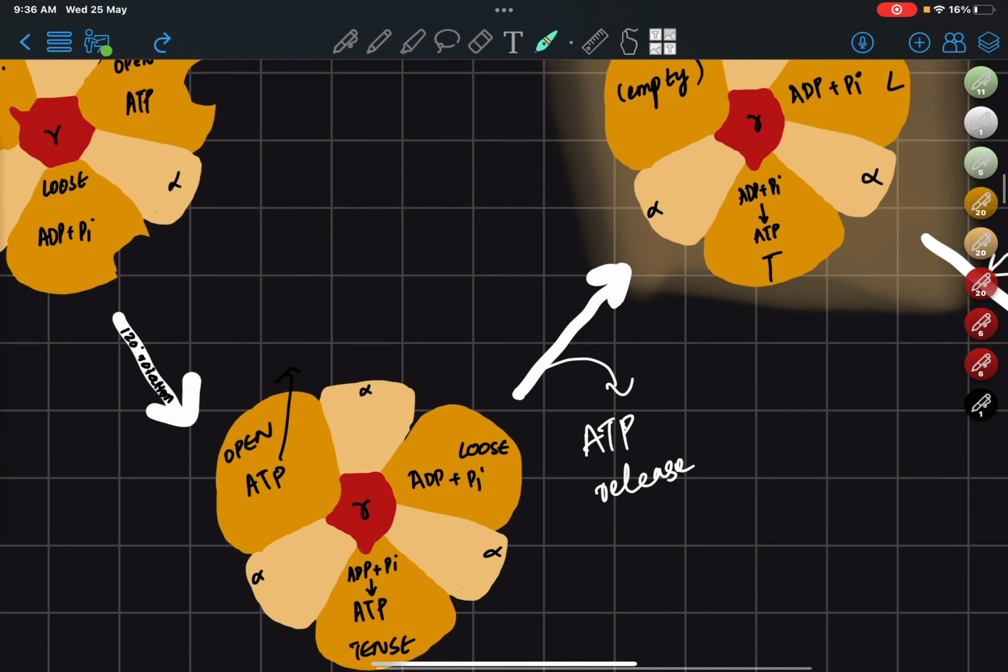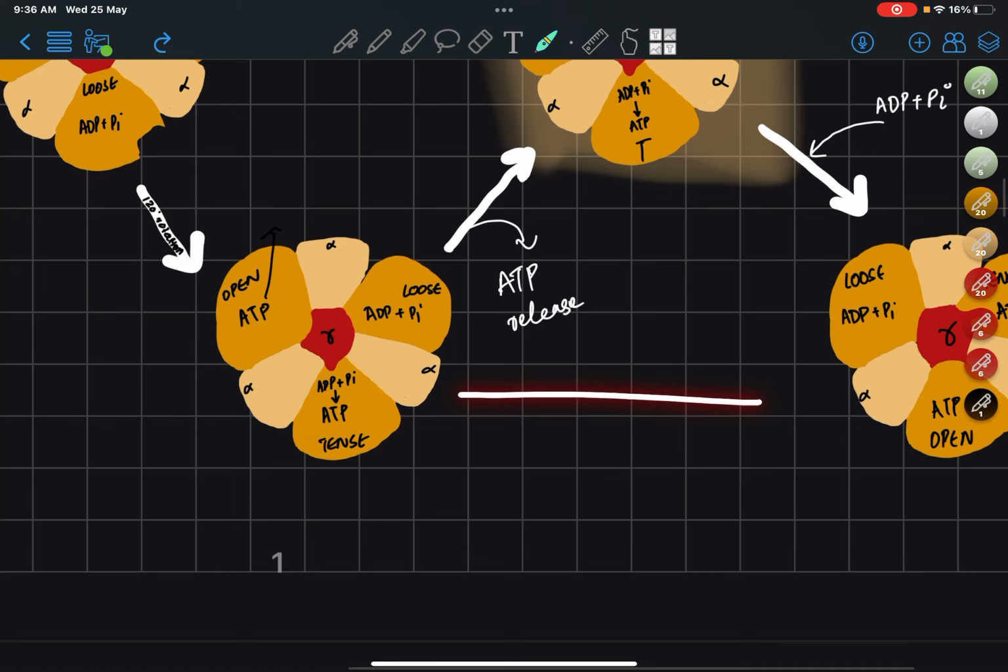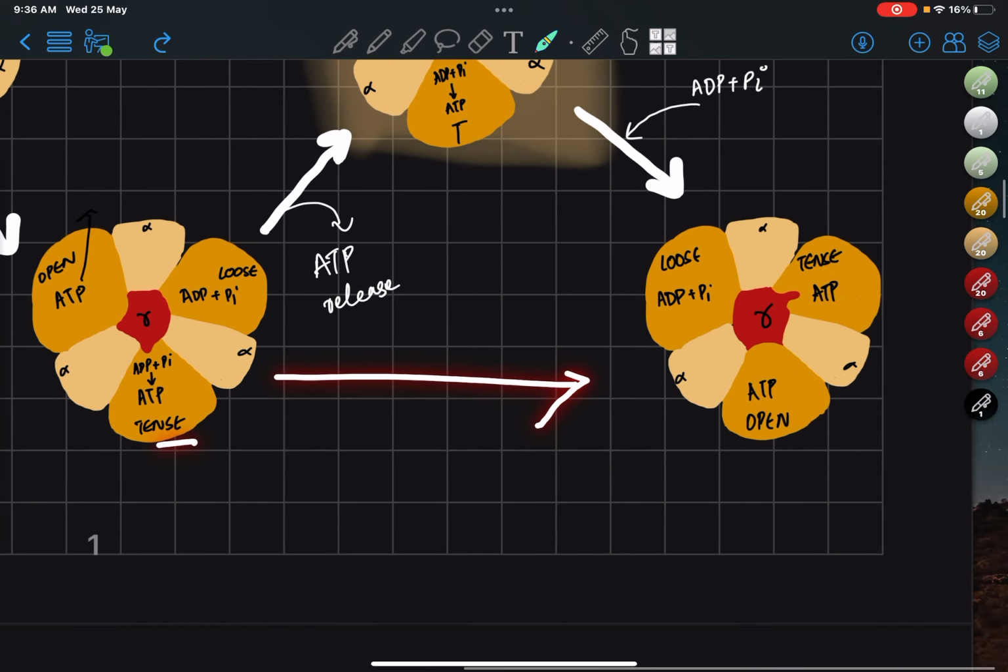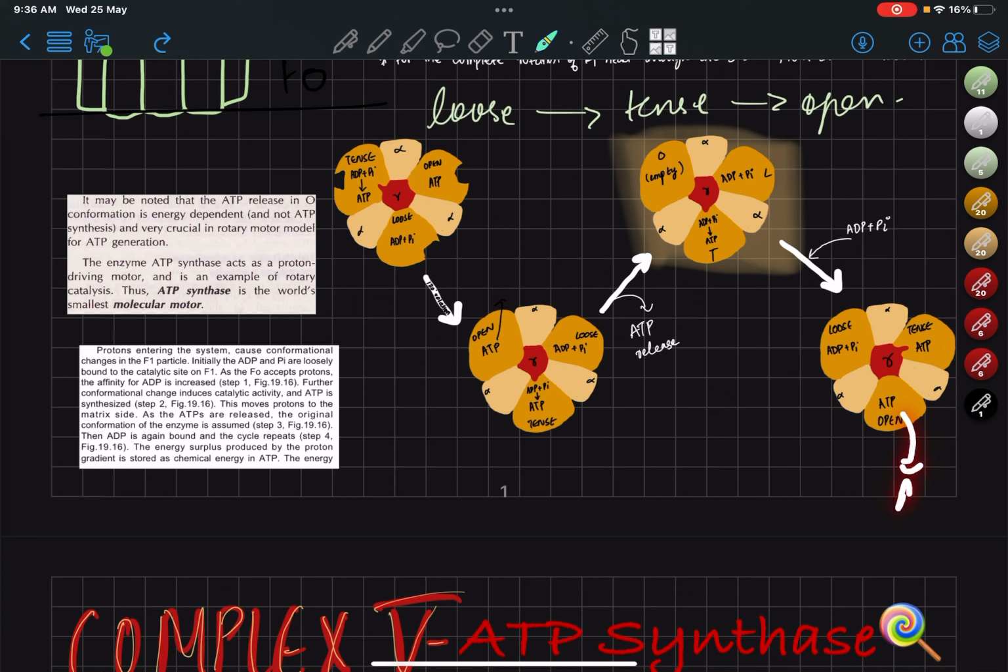I'll come back to this again. These two are actually the same conformations. From here we go to this stage. Tense now becomes open. Now the ATP is released from here, and when the ATP is released, the ATP synthase comes back to its original conformation. That's what happens every time.